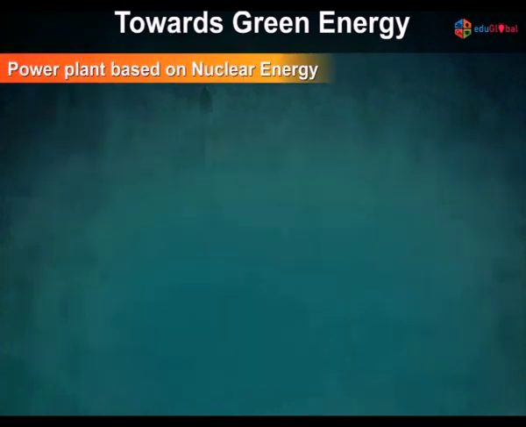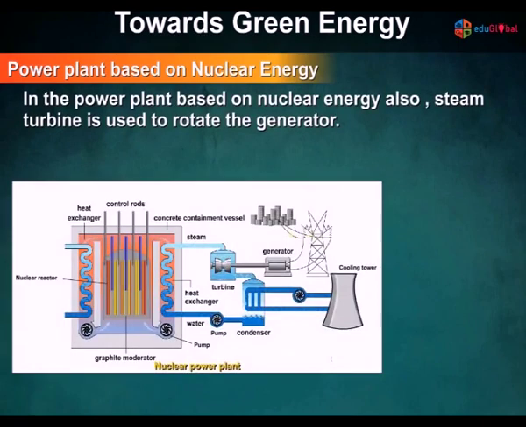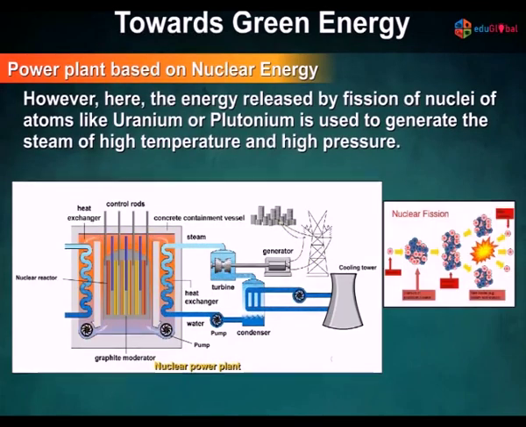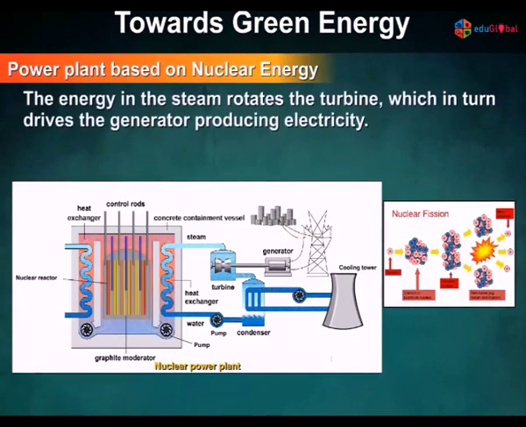Power plant based on nuclear energy. In the power plant based on nuclear energy also, a steam turbine is used to rotate the generator. However, here the energy released by fission of nuclei of atoms like uranium or plutonium is used to generate steam of high temperature and high pressure. The energy in the steam rotates the turbine, which in turn drives the generator producing electricity.